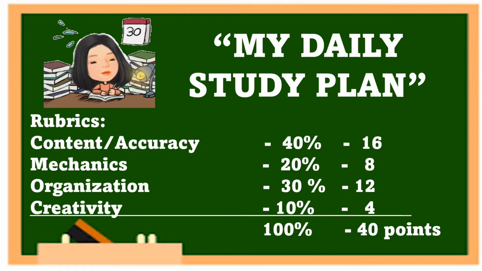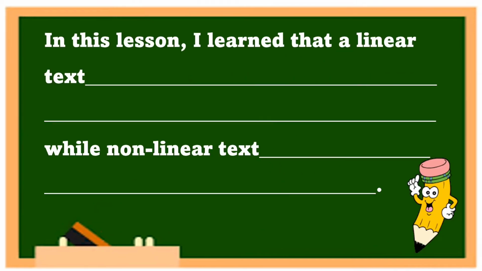This is the rubric on grading your study plan. It is composed of the content or the accuracy, mechanics, organization, and creativity. It has a total of 40 points. Tell me what you have learned in this lesson. So try to complete the statement.